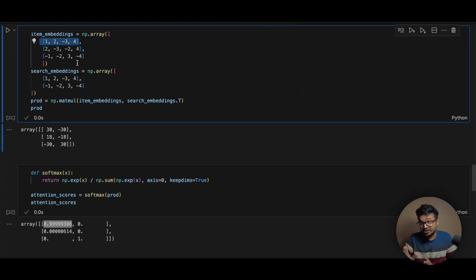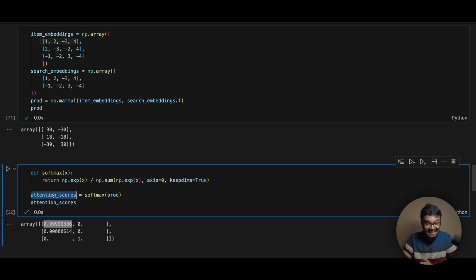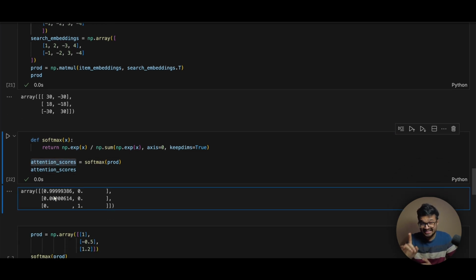It's just a reminder that even if I'm telling you that this is an attention score, technically it's not. It's a similarity score, but when we talk about attention, you'll find that they're basically the same thing.